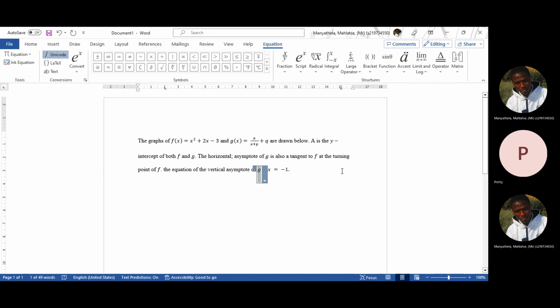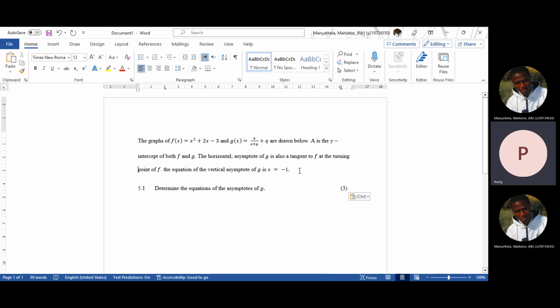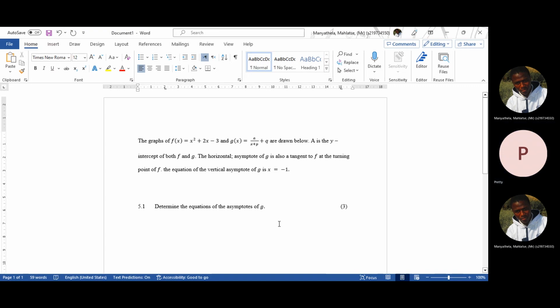Okay, I think I will copy the graph because we need it. Let me just take it and copy. But before I copy the graph, I reckon we do the first question. The first question is like that. Okay, now I can copy the graph.